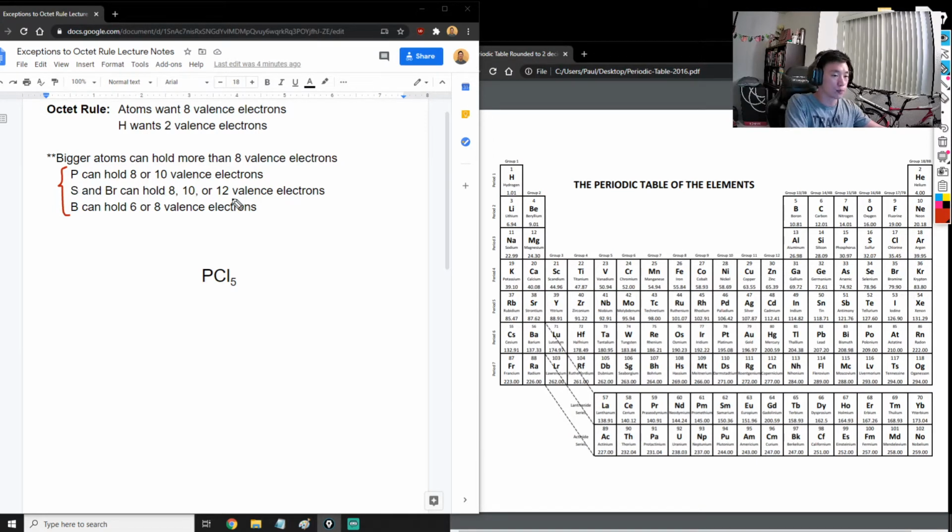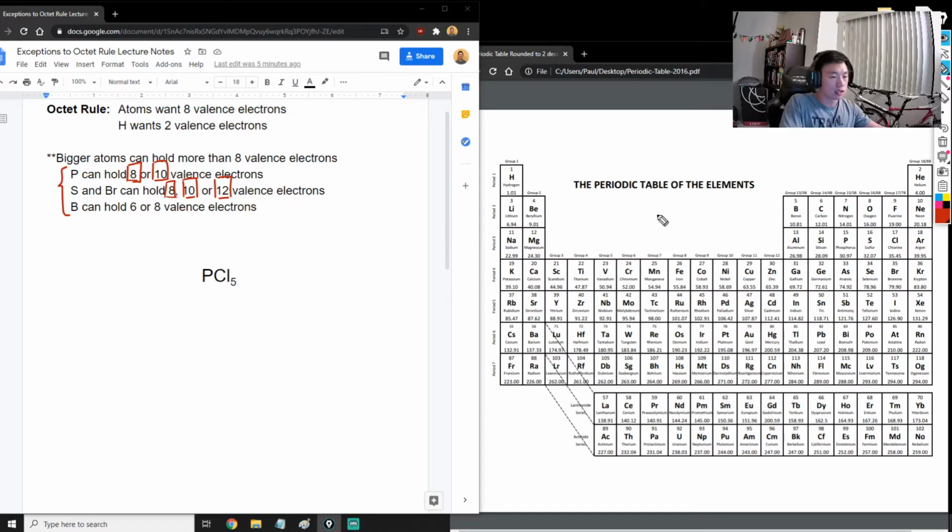For example, P, phosphorus. Phosphorus is one of those interesting atoms that can hold more than 8 valence electrons. Phosphorus can hold 8 or 10. You're going to have to write this down and memorize it to have in the back of your repertoire when you're drawing these structures. Two other examples are sulfur and bromine. Sulfur and bromine are a little bit bigger, so they can hold 8, 10, or 12. So phosphorus can hold 8 or 10, and sulfur and bromine can hold 8, 10, or 12.